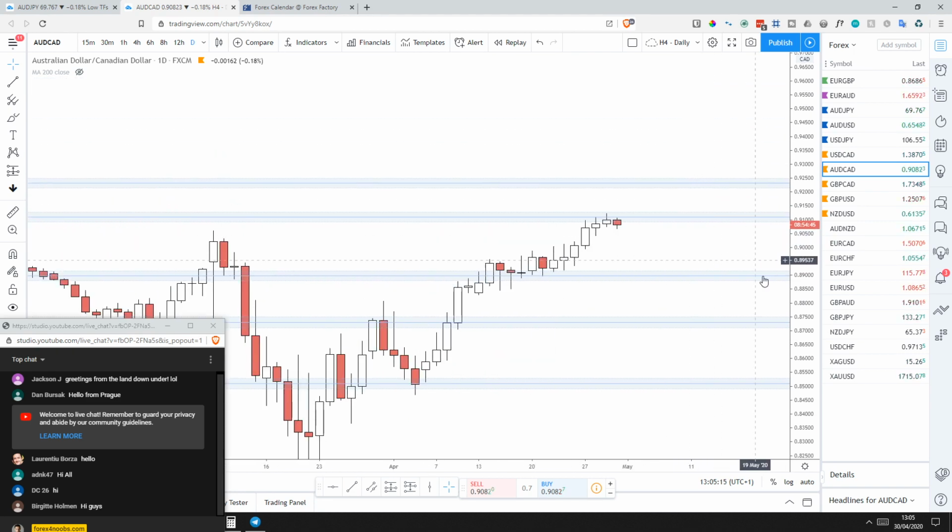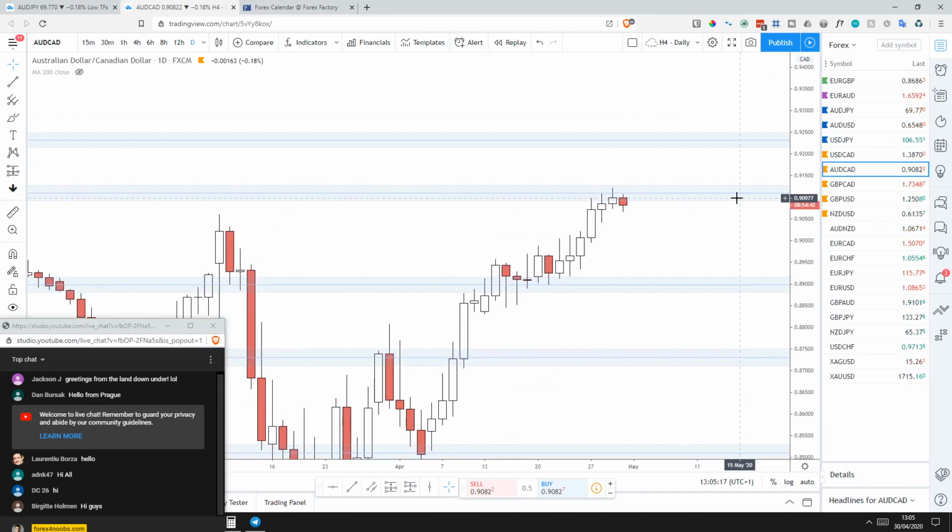If you really wanted to, you could enter short here. I just consider it a bit too risky for my taste, but it is, technically speaking, a valid short setup. But yeah, for me personally, it's just a bit too risky.